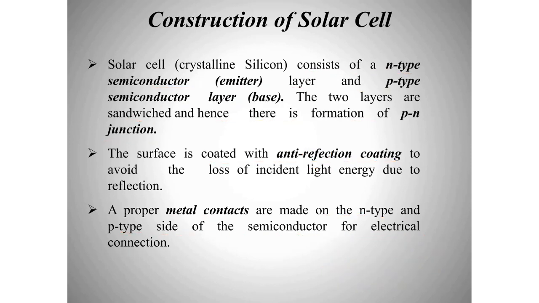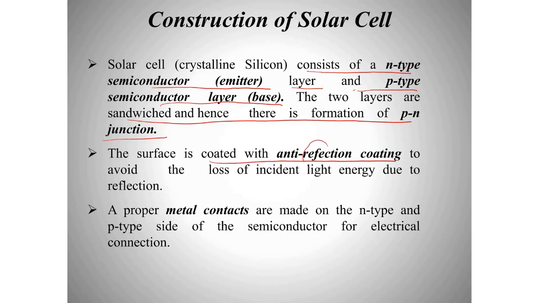Now, we will look a little bit regarding the construction of the solar cell. Whatever we have already learned, a solar cell consists of an n-type semiconductor, that is the emitter layer, and a p-type semiconductor, that is the base. These two layers are sandwiched, and hence there is formation of a p-n junction, and the surface is coated with anti-reflection coating. Sorry for this spelling mistake. The surface is coated with an anti-reflection coating to avoid the loss of incident light energy due to reflection.